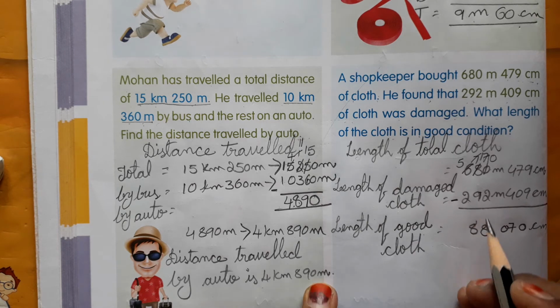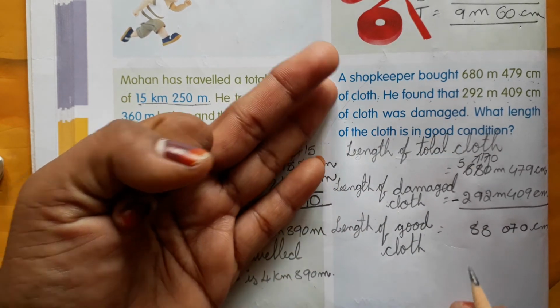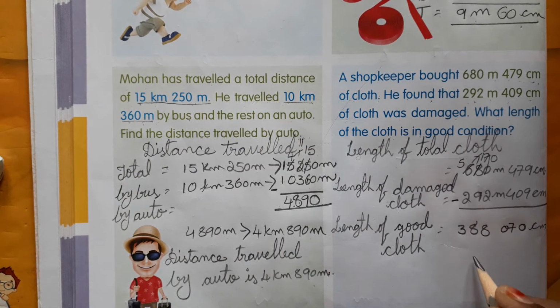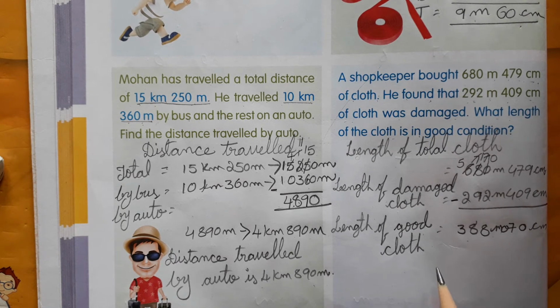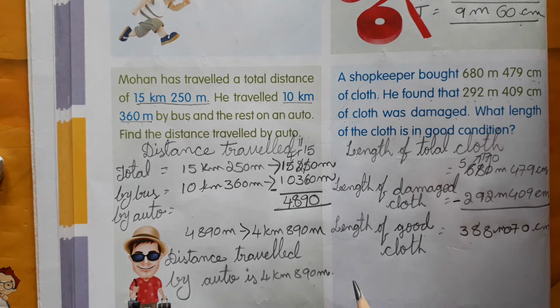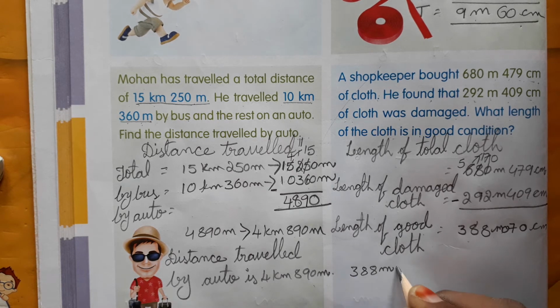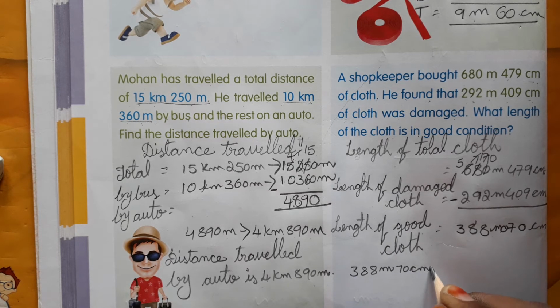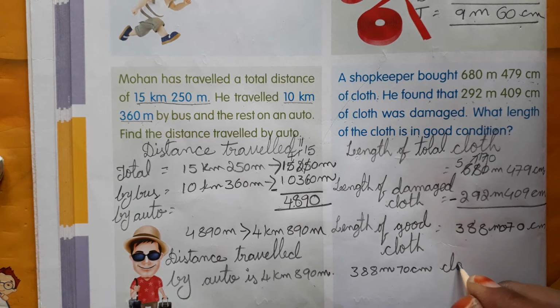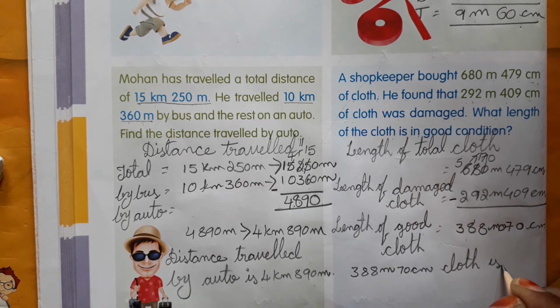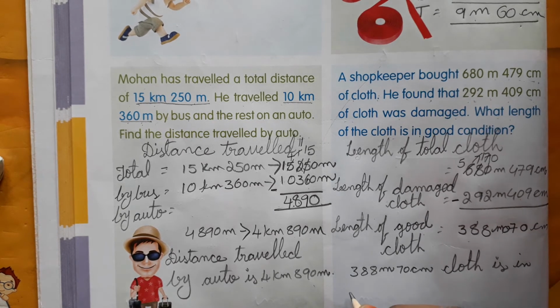Now 5 minus 2, 3. So 388 meters 70 centimeters length of cloth is in good condition.